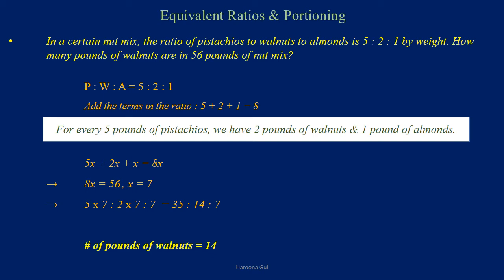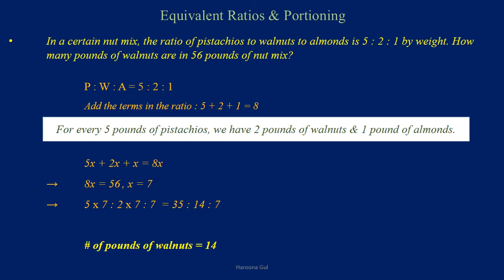And this shows that for every 5 pounds of pistachios, we have 2 pounds of walnuts and 1 pound of almonds, right? Now, if we multiply x with all the ratios, we're going to get 8x, right? And 8x is equal to 56, that is the total. We do not know the value of x right now, and in order to get the value of x, we have put it in an equation, that is 8x is equal to 56. So x is equal to 7.